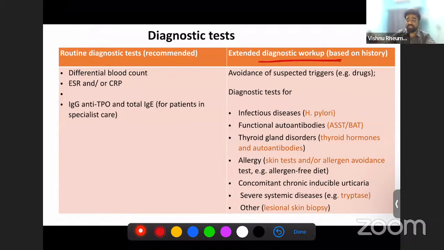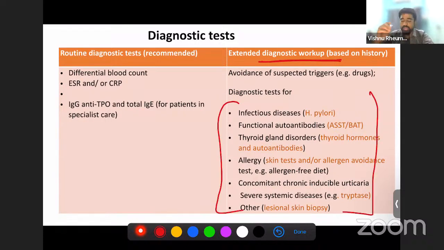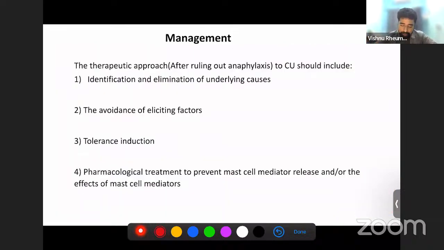Based on history, if there are certain triggers, etc., you can rule out those triggers, and also you will rule out various associated conditions. For example, mastocytosis, you will do serum tryptase levels. For associated hypothyroidism, you will do thyroid hormones, all of these, allergic testing, infectious testing, functional autoantibody testing like autologous serum skin test. All of this also you will do.